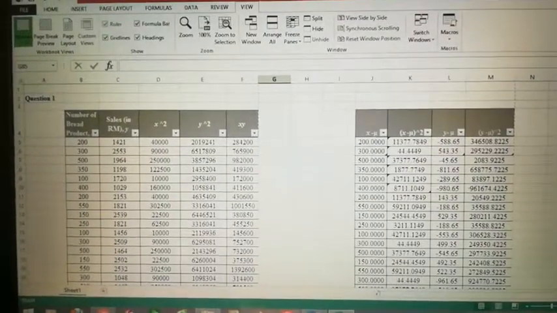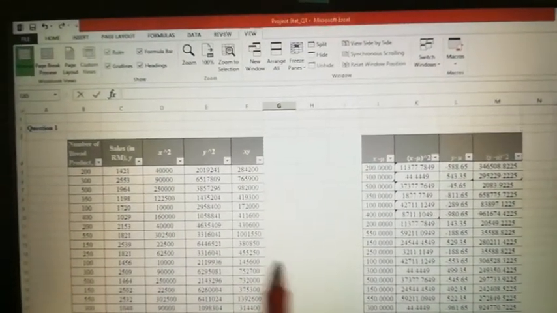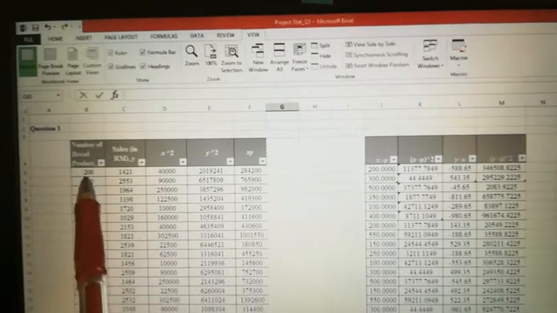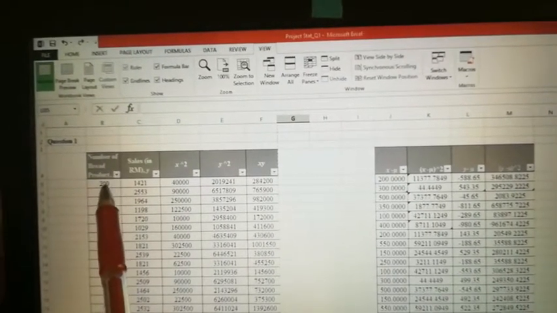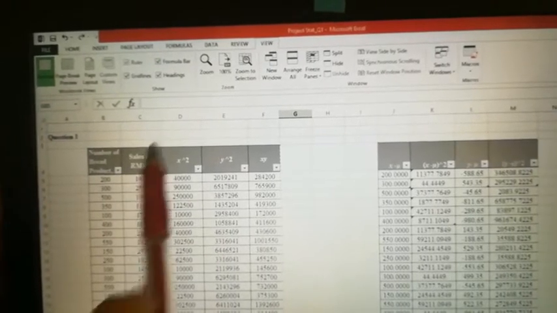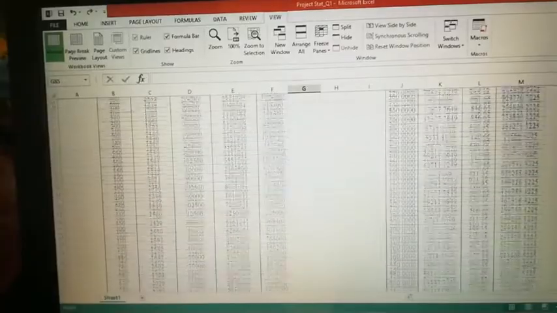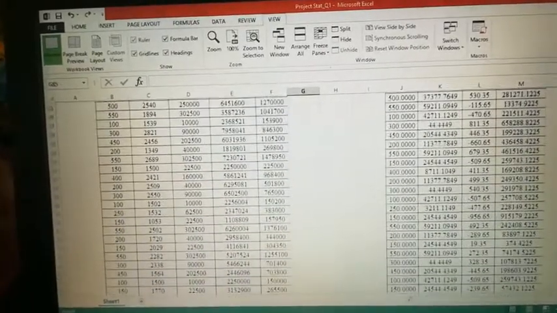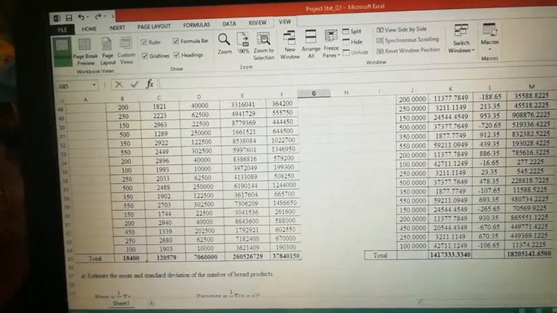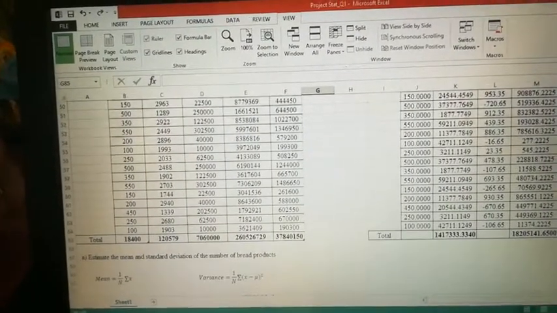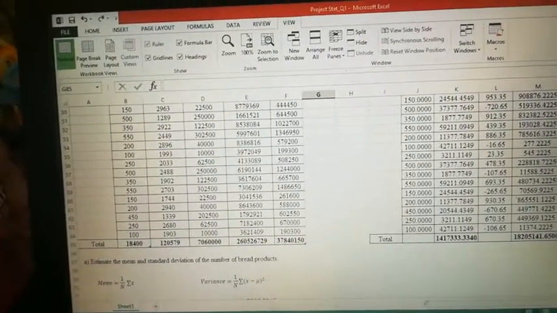Okay, first for question number 1, we have to construct the table. The partition of the table consists of number of bread product and sales in ringgit. Then we proceed to question A. This is the example of the table until we get all the total number.